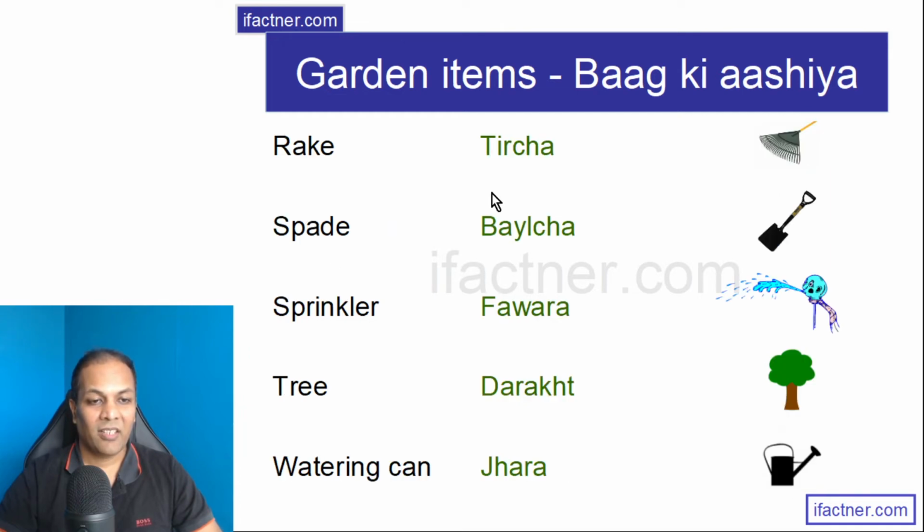Rake is तिरछा. Spade is बेलचा. Sprinkler is फवारा. Tree is दरख्त. Watering can is jhara.